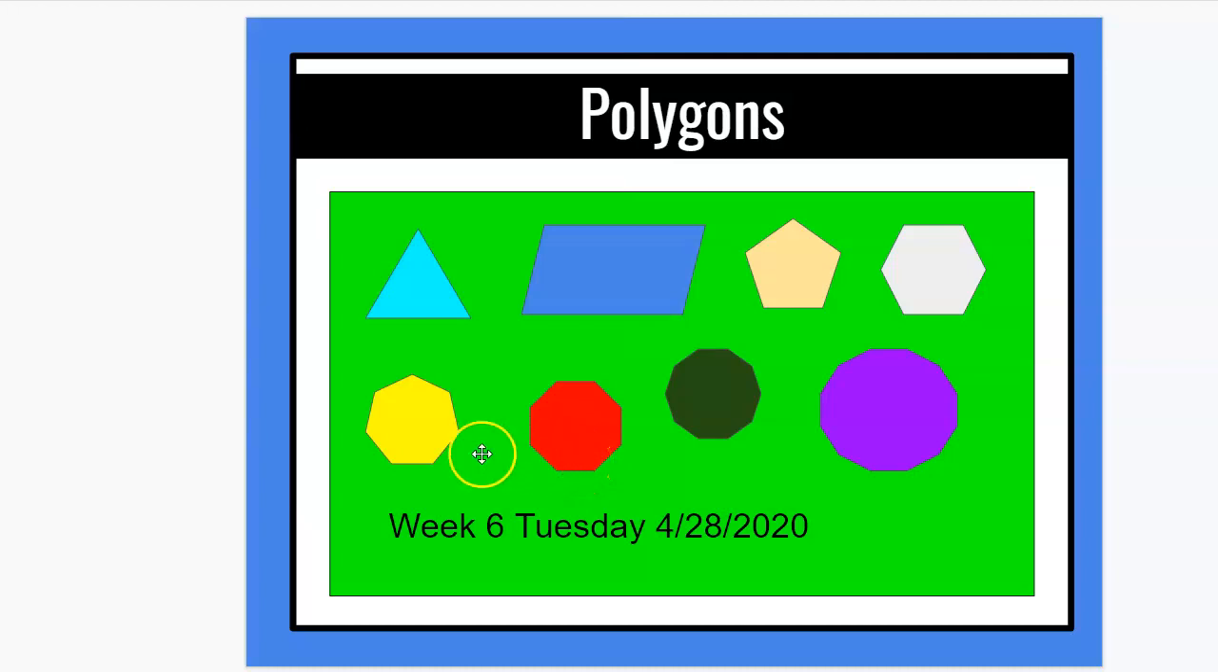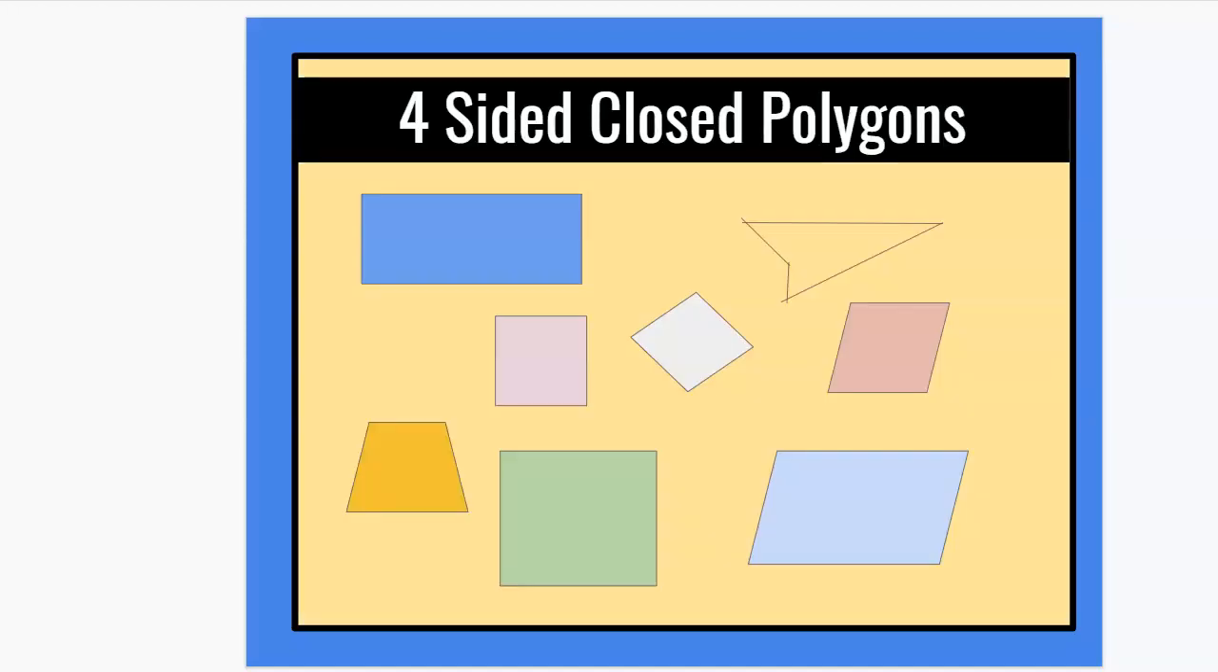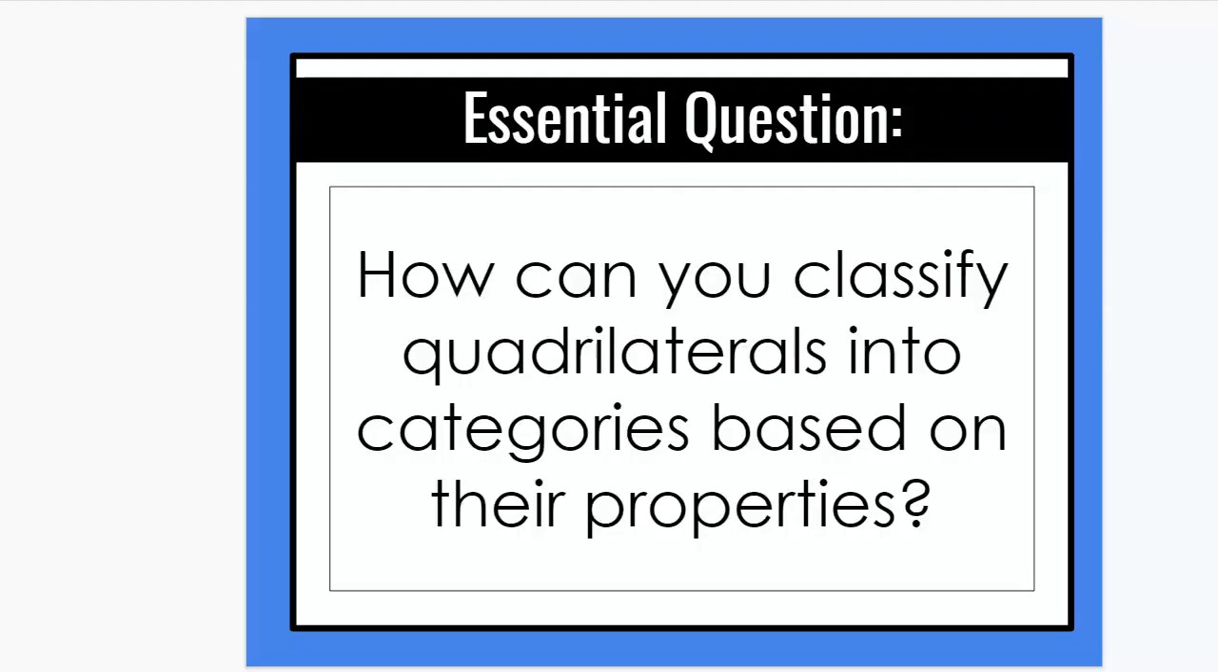Okay, so we have a variety of polygons that have their names based on the number of sides and angles that they have. But in 5th grade, the polygons that we're going to focus on are the quadrilaterals. And so we need to know how to classify a quadrilateral. Okay, here's some examples of 4-sided closed polygons. And some of them fit very nicely into a certain category, while other ones don't. Okay, so the question is, how can you classify a quadrilateral into a category based on its properties?